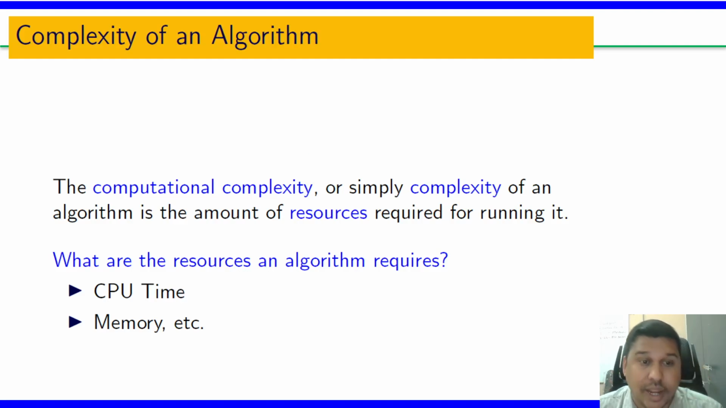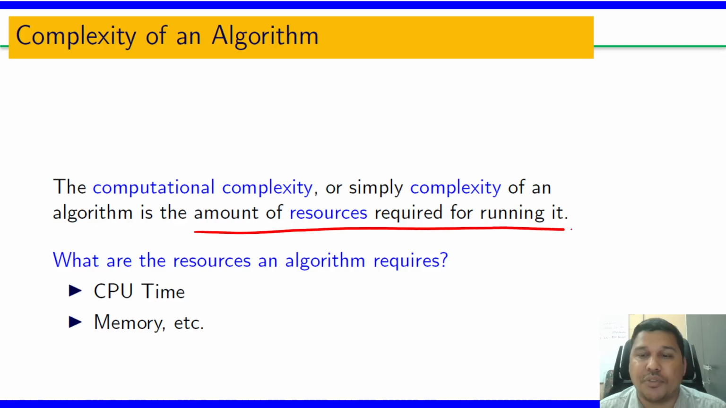So how do you talk about complexity? It depends on the resources we are using for the algorithm. Complexity of an algorithm is nothing but the amount of resources required for running it. We have seen the running time. But what is the complexity? How does it depend on the number of resources, right? So what are the important resources?